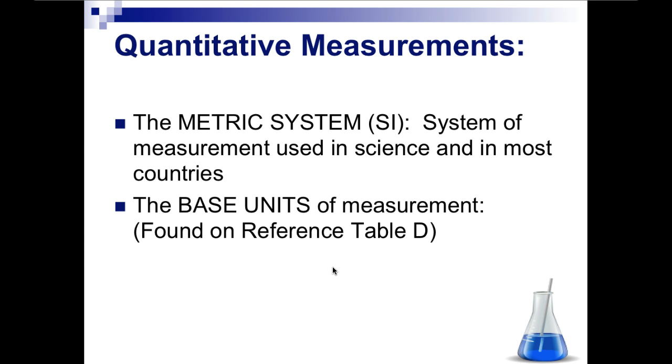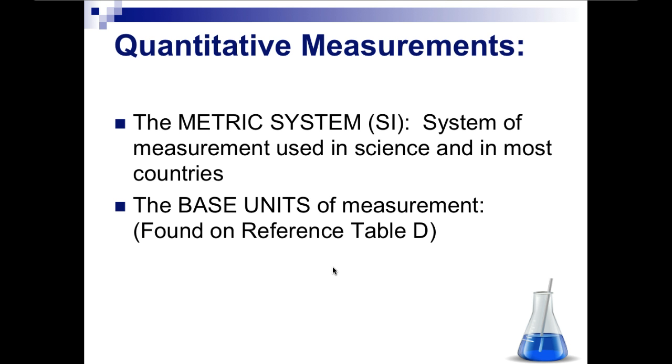When you're looking at quantitative measurements, we use what we call the metric system or the SI system, and it's a system of measurement that is used in science in most countries around the world. What you may not be aware of is that the United States is the only country that does not use the metric system to measure all of their materials. We are accustomed to using feet and inches and pounds when everybody else around the world uses the metric system.